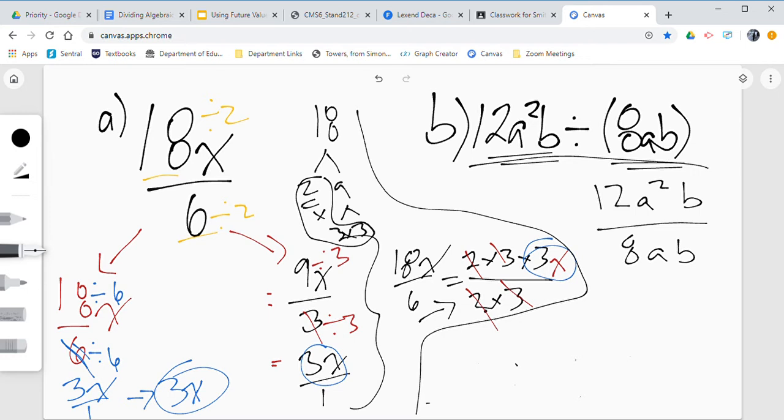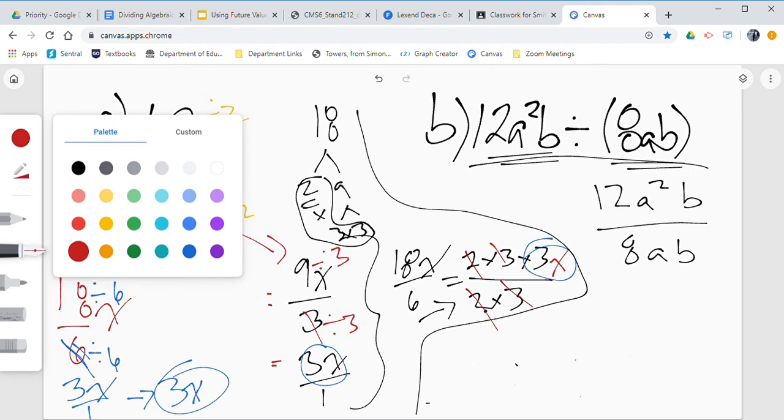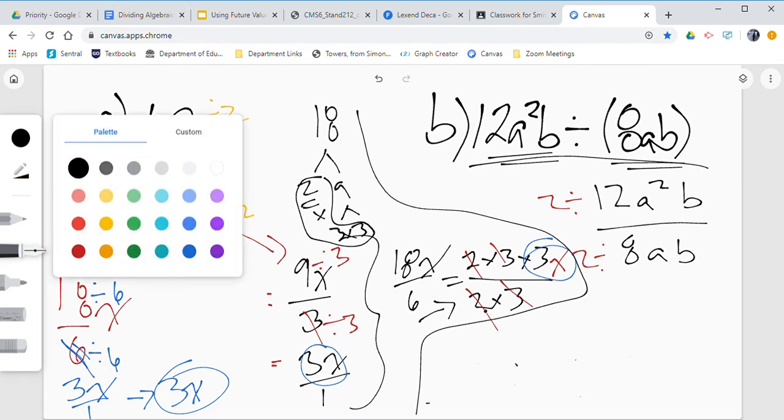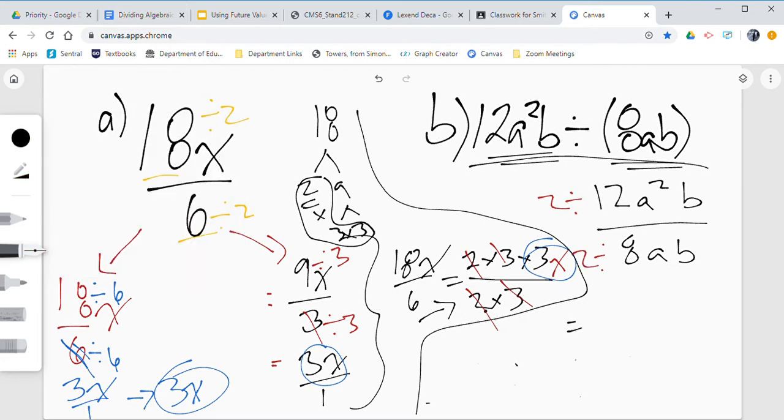So definitely they're both even numbers, so I'll divide them both by 2. So I'm going to divide the top by 2 and divide the bottom by 2. All right? So I'm going to divide the top number, bottom number by 2. So that's going to get me 6a squared b over 4ab.